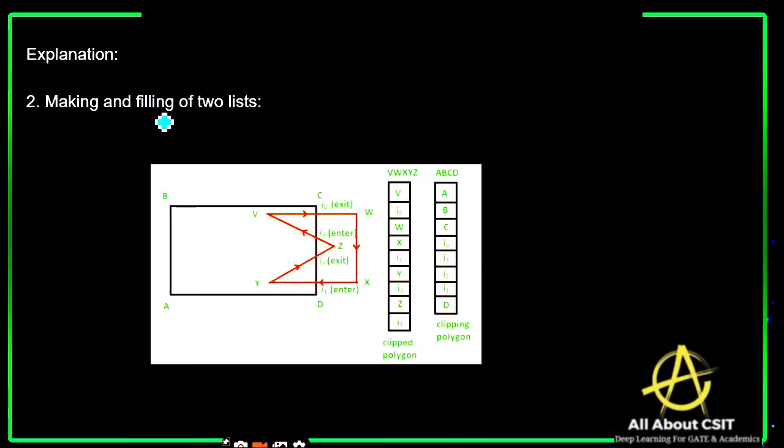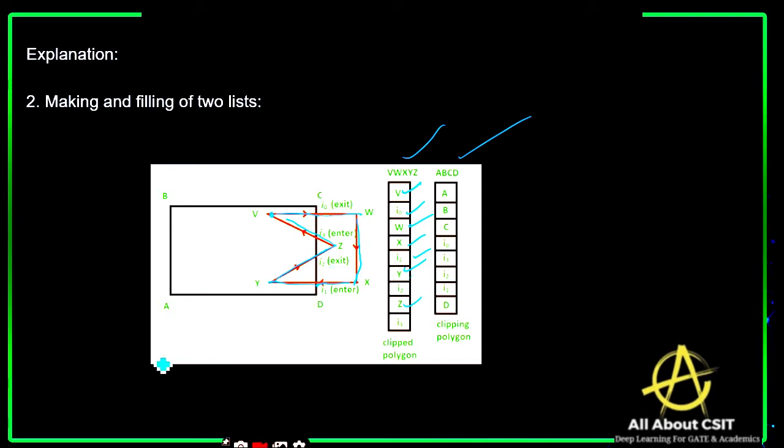Now making and filling the two lists: one is the clipped polygon, another is the clipping window. For the clipped polygon, start with vertex V, then the intersection point I0. Next it comes to W, then X, then the intersection point I1, then Y, then I2. Next it reaches Z, and finally it reaches the I3 intersection point. This is the clipped polygon list.